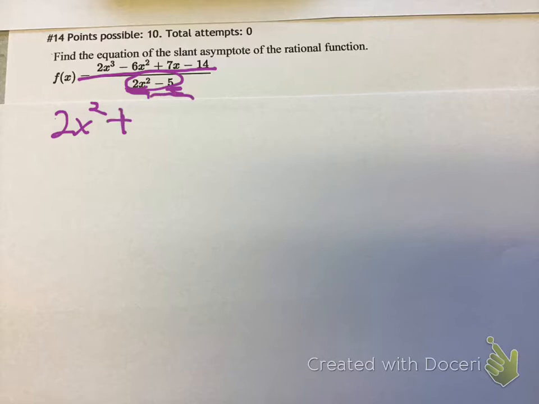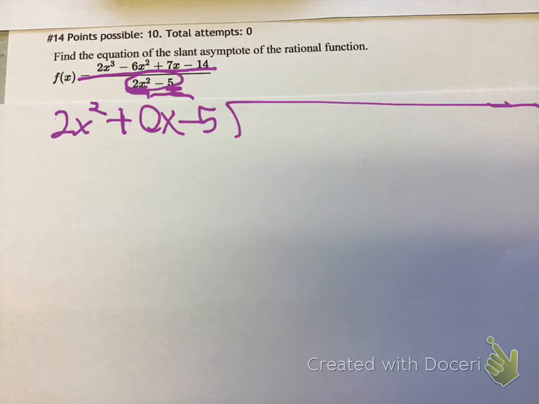So then we'll pull this old trick where it'll be like, well, I have a 2x squared. I don't want to skip over the x, so I'm going to say I have 0 x's and then minus 5. It's not the only way to do it, but it works well. And then on the inside, we'll do this stuff. And so here we go, 2x cubed minus 6x squared plus 7x minus 14.